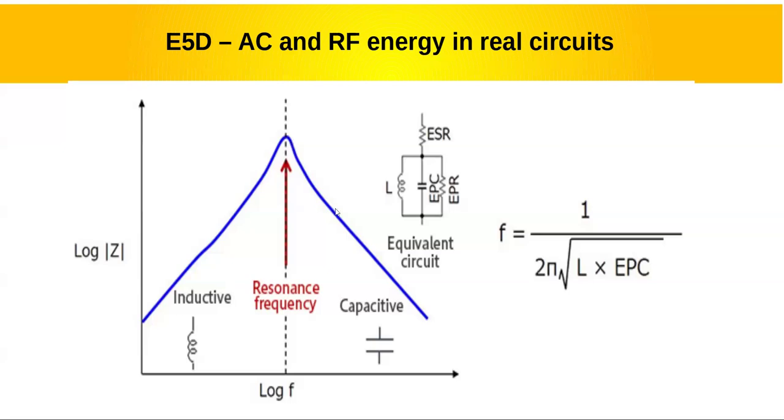So this is just a plot showing on a logarithmic scale the magnitude of the impedance versus frequency. And you see at resonant frequency, it's going to peak. The inductor starts off inductive and becomes capacitive, where the capacitor starts off capacitive and above resonance becomes inductive. Just remember that inductors and capacitors are basically inverses of one another.